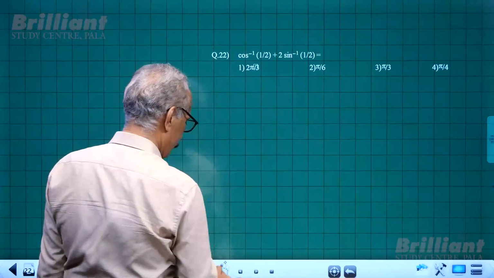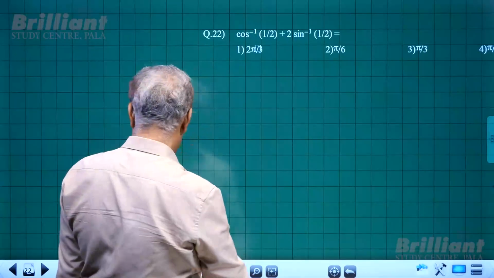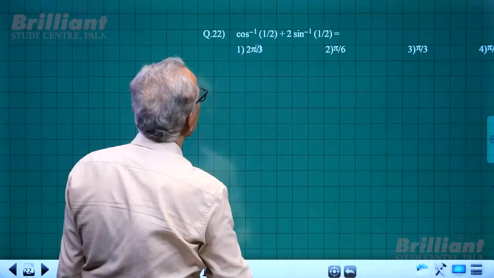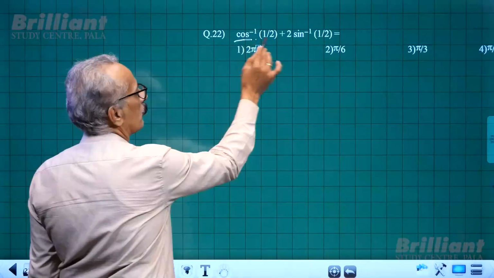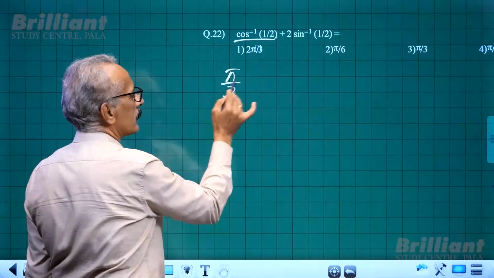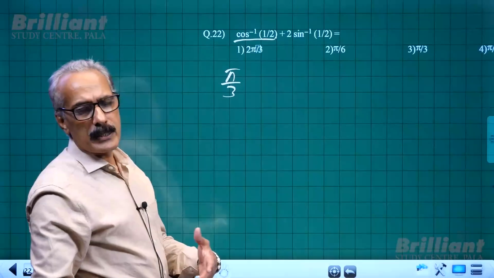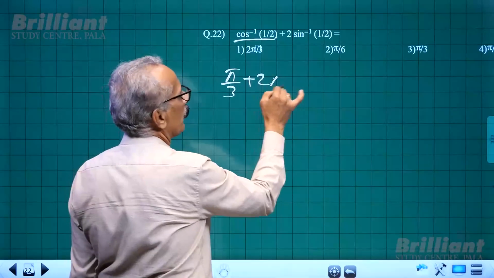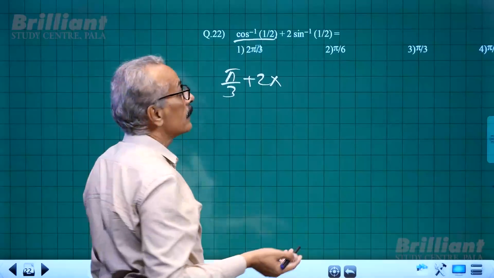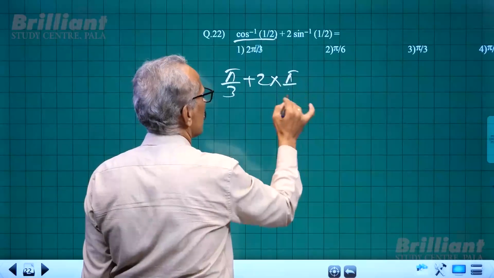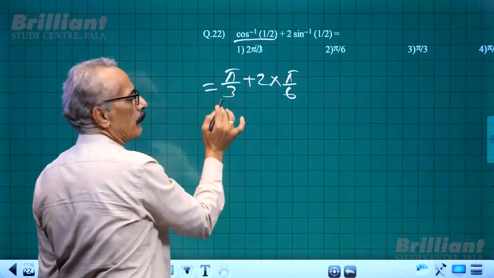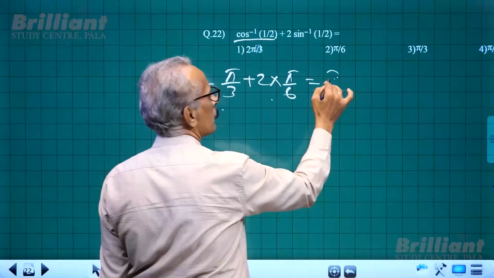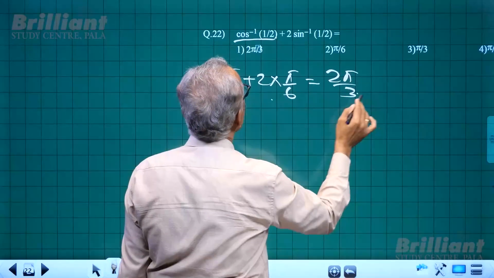That is cos inverse half. That you can easily solve without my help at all. What is cos inverse half? Pi by 3, 60 degrees, since cos 60 degrees is equal to 1 by 2. Therefore, cos inverse half plus 2 into sin inverse half; sin 30 degrees is half, so that is pi by 6. So this question is equal to pi by 3 plus 2 pi by 6, that means 2 pi by 3. 2 pi by 3 is your answer.